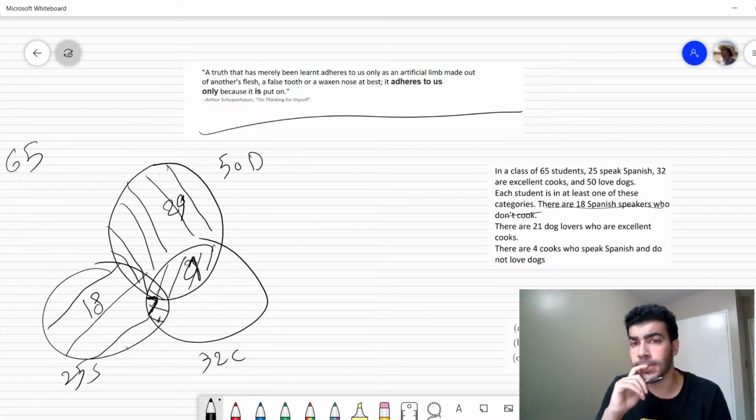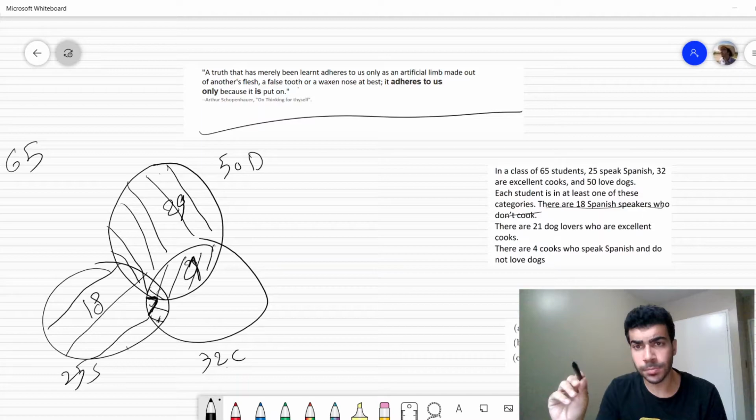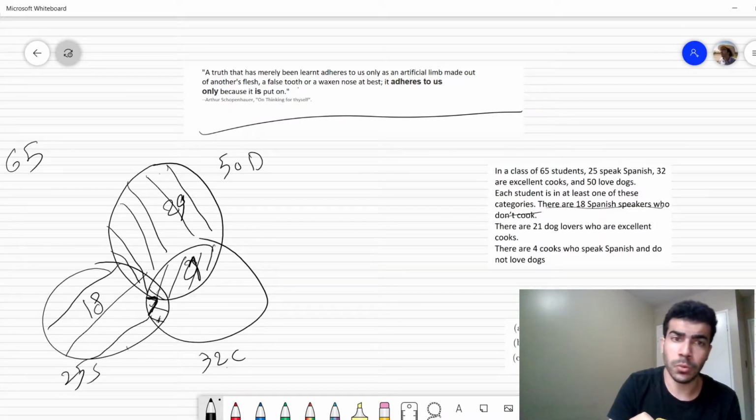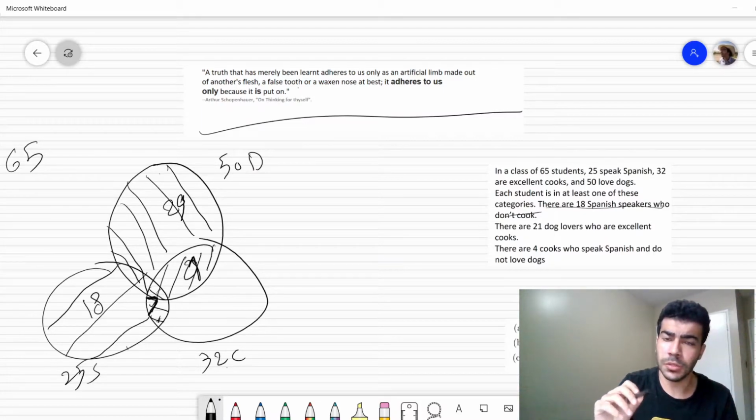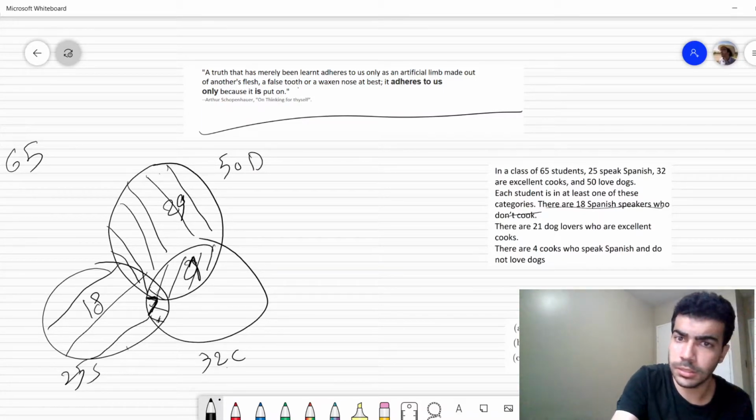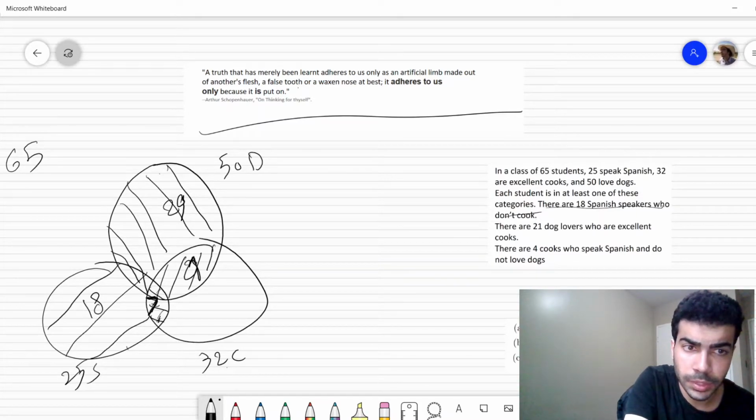The last line is the key actually. There are 4 cooks who speak Spanish and do not love dogs. So you know that this part here, people who can speak Spanish, so here they do not love dogs, so then they are here and they can cook, so here. Remember when we said that, let's try another color.